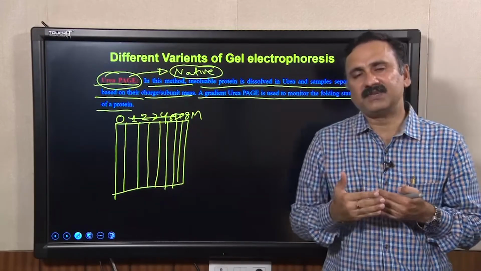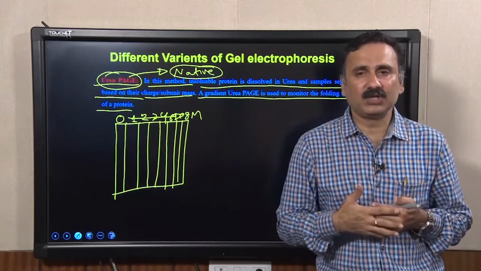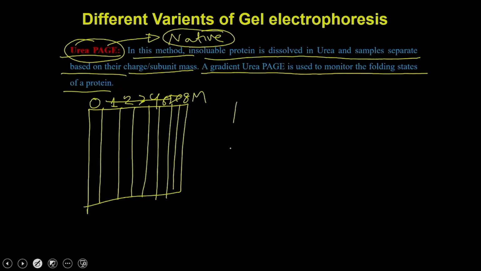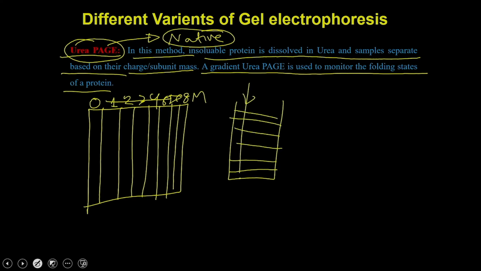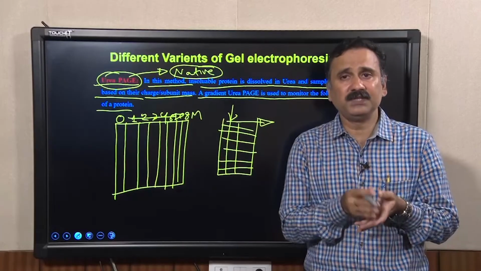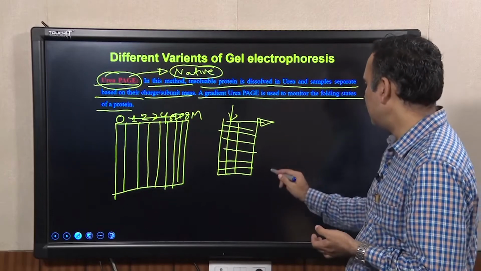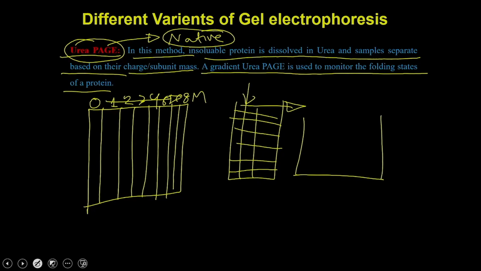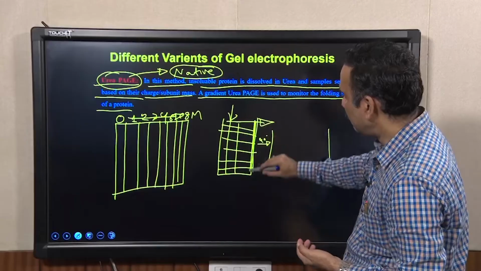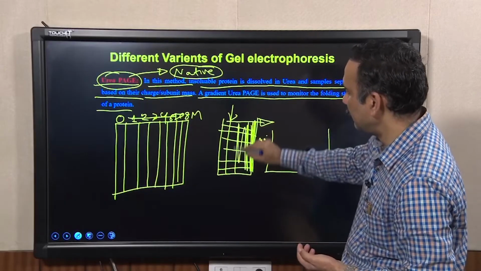So, the first question is how to prepare this kind of gradient urea PAGE. If you remember, you are always pouring from the top, and the liquid fills into the chamber like this. Because of that, you cannot generate a gradient in this direction. So, for this purpose, you have to rotate this cassette first. You can imagine that we have just rotated this cassette by 90 degrees, and now you start filling from this side. So, first you fill this one, then this one, then this one, then this one.